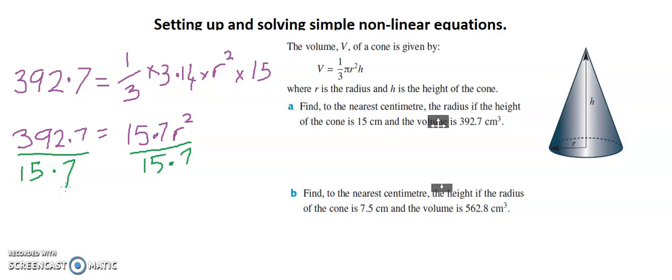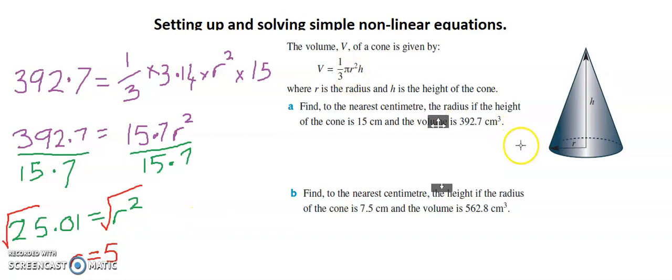So that leaves us with 392.7 divided by 15.7, and that equals 25.01, which is equal to radius squared. The last thing we need to do is to get rid of the square. We need to square root both sides. So the square root of 25.01 is approximately 5. So the radius is 5.